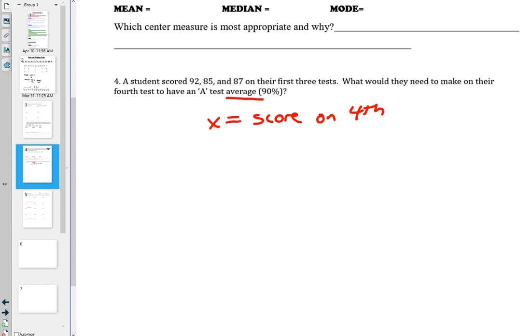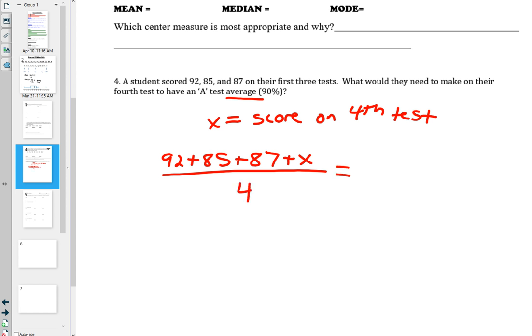So now let's use the mean formula, which is to add up all the scores, 92 plus 85 plus 87. And then, what do we call the fourth test? So plus x divided by. After you take that fourth test, how many tests will you have taken? 4, yeah. And then what do we want that average to be? 90.